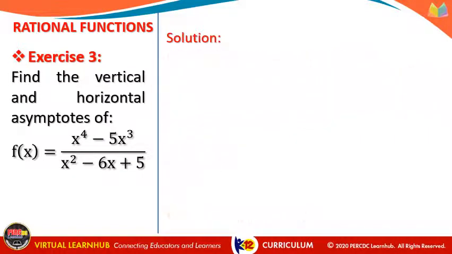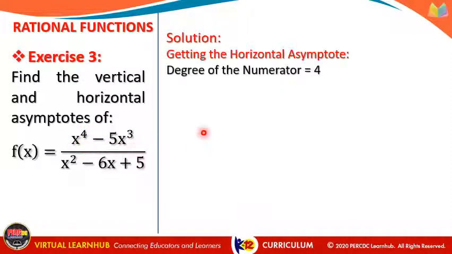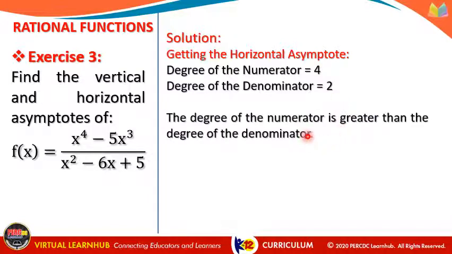For the horizontal asymptote, again, ano yung degree ng numerator at ng denominator? Alright, ano ang degree ng numerator? So, makikita natin na ang degree ng numerator ay 4 kasi ang highest exponent ng x ay 4. So, the numerator is a 4th degree polynomial. What about the denominator? It's a 2nd degree polynomial. Mas mataas yung degree ng numerator kesa sa denominator.